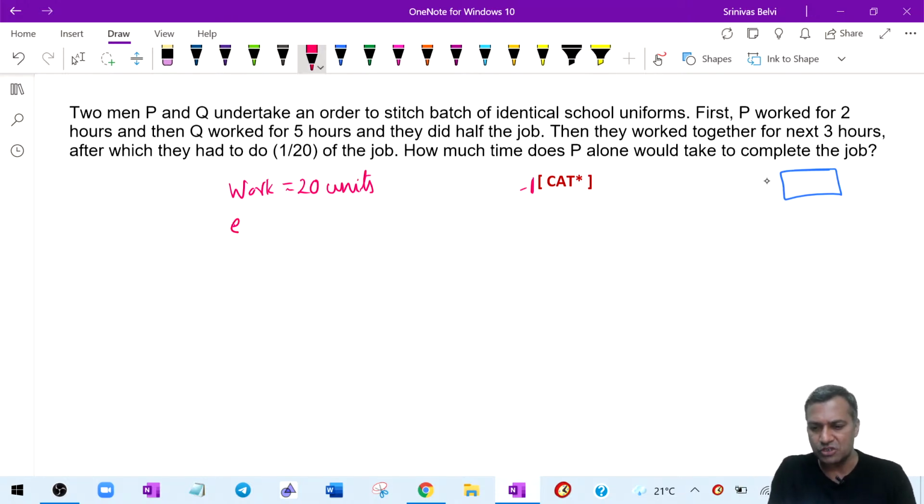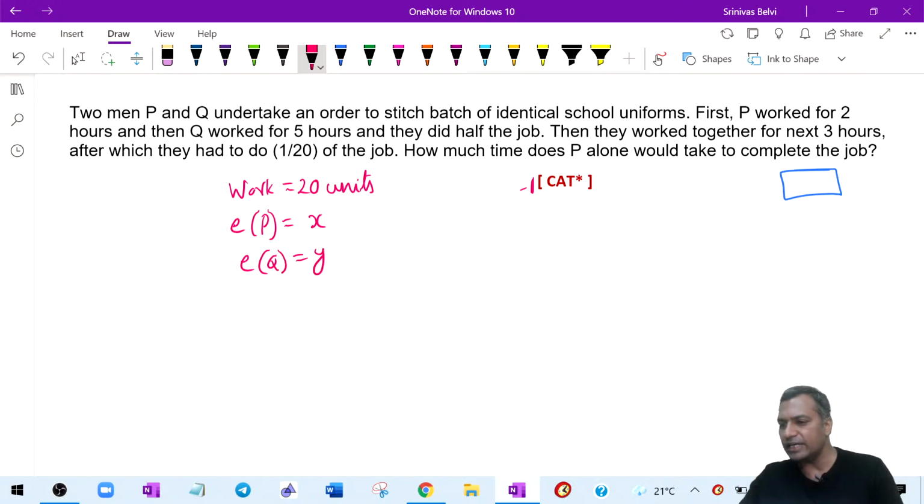What about the efficiency of P? No idea. There are no clues given to find the efficiency of P. Therefore, I will call it X. What about the efficiency of Q? I will call it Y, because after reading this question, nowhere will you find that efficiency got reduced to half or a quarter or something like that. Therefore, efficiency of P is equal to X, and efficiency of Q is equal to Y.